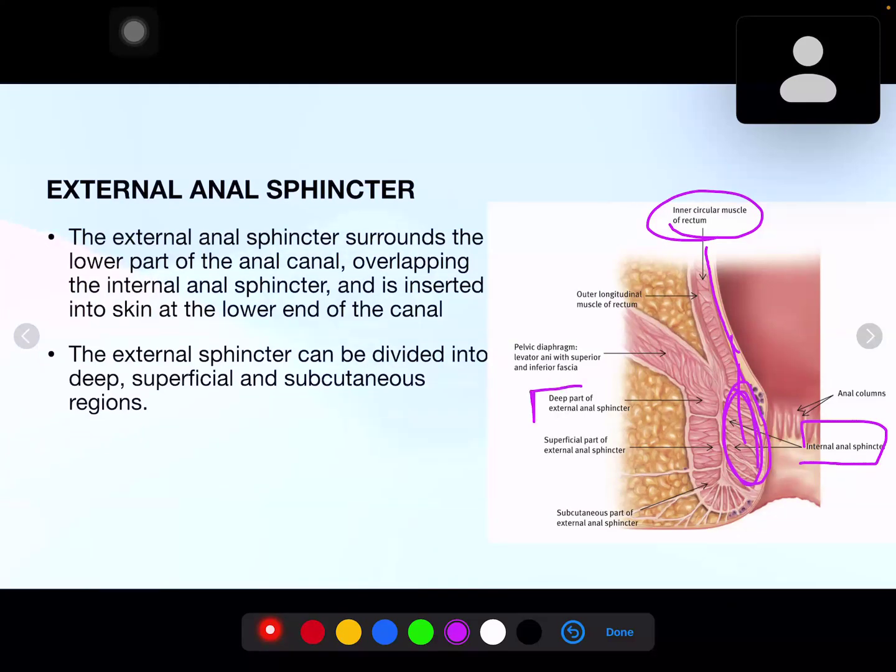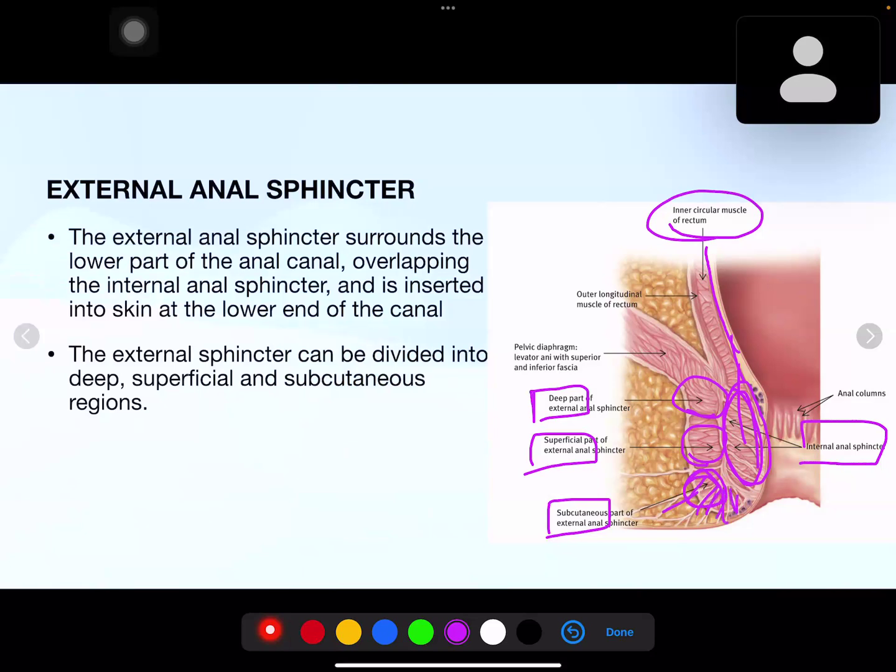It has three parts: 1, 2, and 3. This is the deep part of the external sphincter, then the superficial part, and then the subcutaneous part, which just attaches to the skin muscles. So the external anal sphincter surrounds the lower part of the anal canal. It overlaps the internal sphincter and is inserted into the skin at the lower end of the canal, and has three parts: deep, superficial, and subcutaneous.